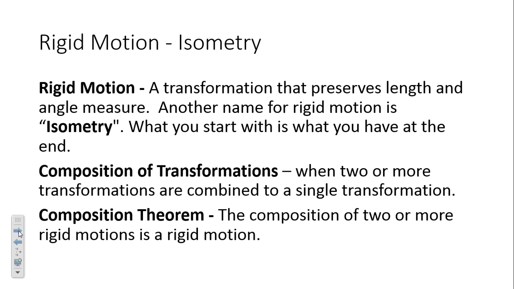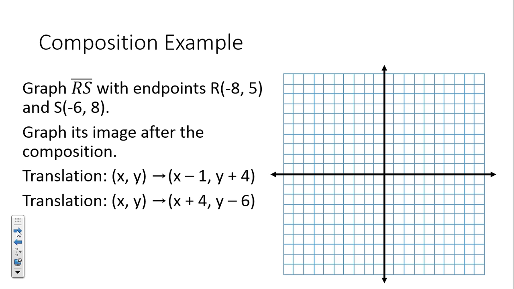All right, so last slide. We want to know what the composition of this image is going to be after its translation. So we're not looking at wanting to do two separate translations here. Okay, what's the original going to be, the pre-image, and what's the end result going to be? All right, so we put down -8, 5, then -6, 8. Right? So I want you to graph segment RS. Okay, graph segment RS.